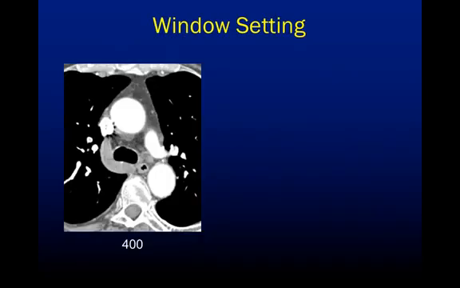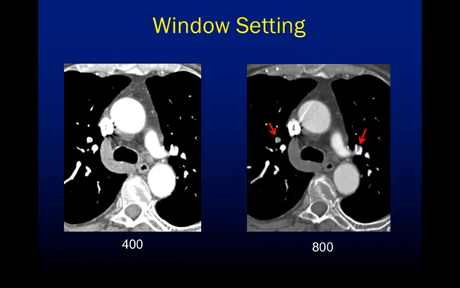The window setting is also very important. If you use a narrow window width, you may mask the presence of a filling defect within an artery. Widen your window width, and this may unmask the emboli within the central and peripheral arterial tree.